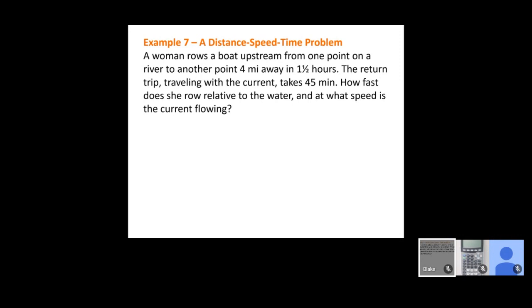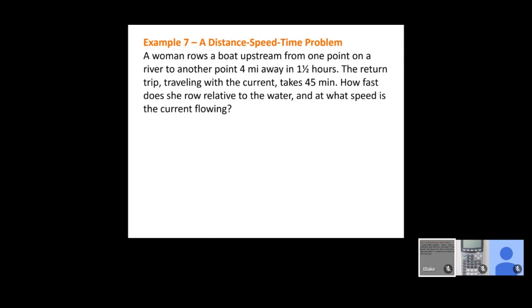All right, so let's take a look. Again, this is 10.1 now. We're going back to that section, example 7. So we've got a woman that rows a boat upstream from one point on a river to another point that's 4 miles away in an hour and a half. The return trip traveling with the current takes 45 minutes. We want to know how fast does she row relative to the water and at what speed is the current flowing.